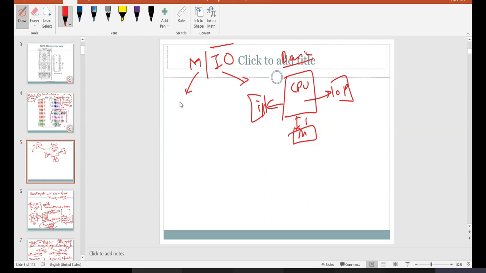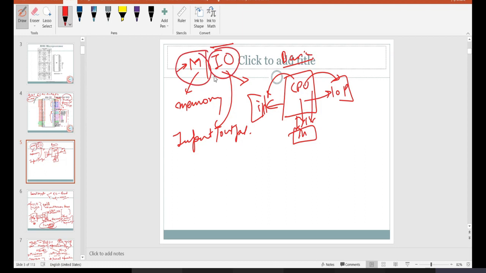Whether the processor is dealing with M, which stands for memory, or it is dealing with the input output, because only one thing can take place at a time. Either it is writing or reading from the memory, or it is reading and writing into the input output devices. There is no parallel operation. It's not like that. The process is one at a time.